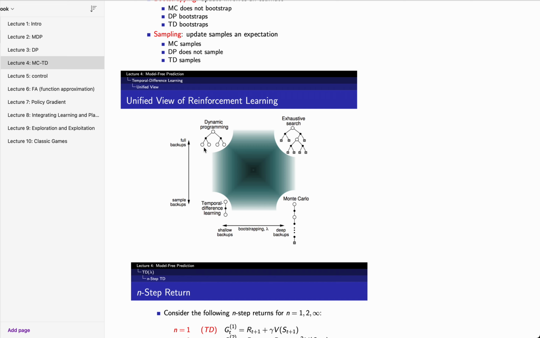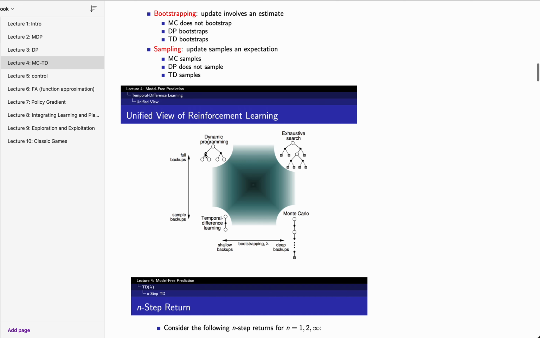Again, it's just another chart illustrating these ideas. The DP, you do full backups. It knows all these nodes, and then it backs up to calculate the value functions. Temporal difference and Monte Carlo are sample backups. It just takes one of the branches. But temporal difference bootstraps, it just takes one more step, also called shallow backups. Compared to Monte Carlo, which does deep backups. It takes multiple steps and reaches the terminal state.